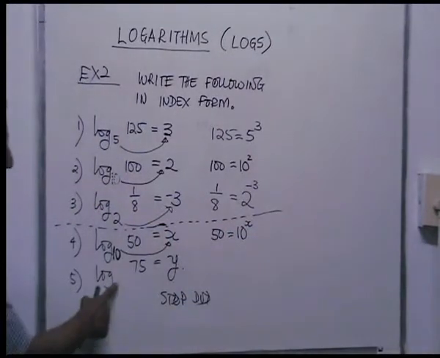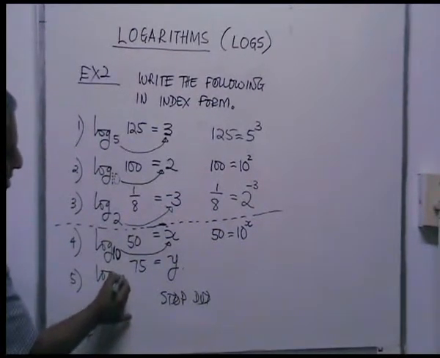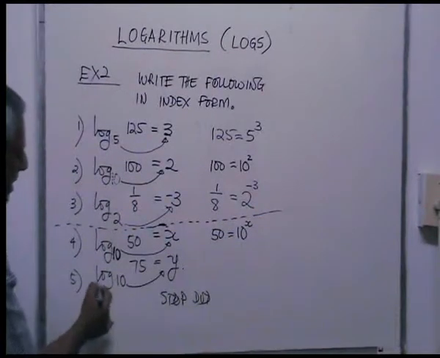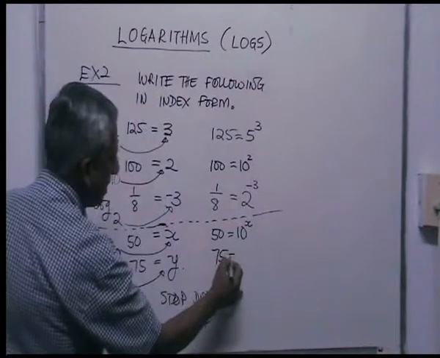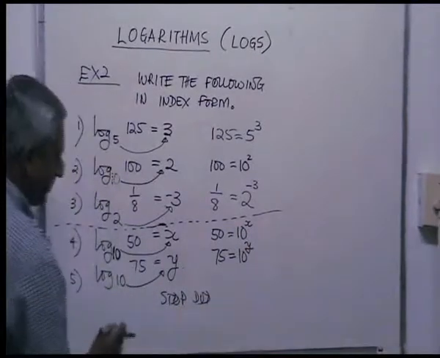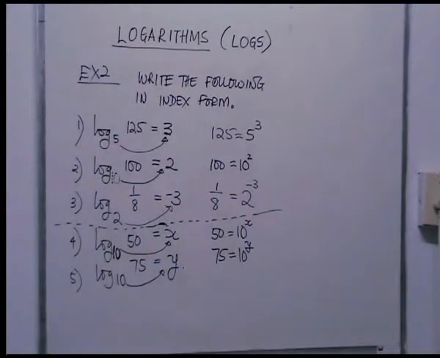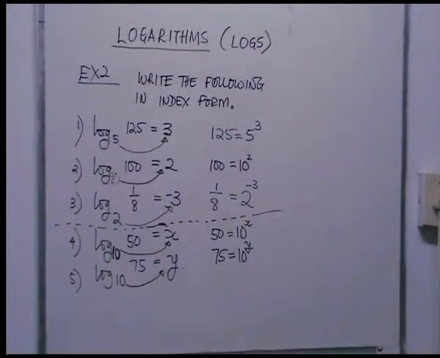And number 5, once again the base is not written, therefore the base is understood to be 10. I'm now writing it in, and then to help me I will do that and say that 75 is equal to 10 to the index y. Alright, so those were the answers, and in this exercise you had to recall that if the base is not written there, it is understood to be 10. There's no need to make these marks, but I've just made them just to show you how it is done and how we arrived at the answer.